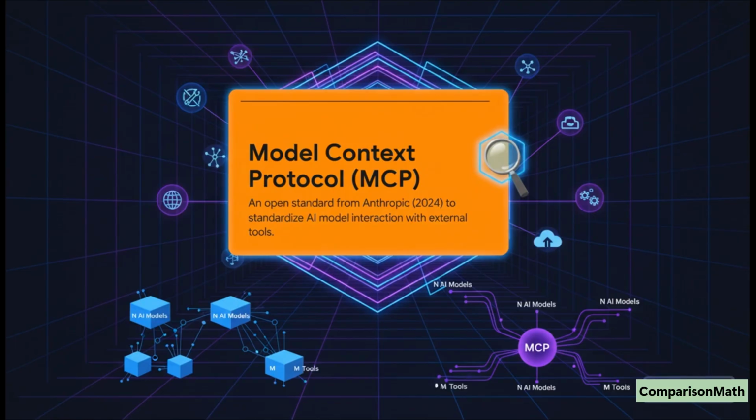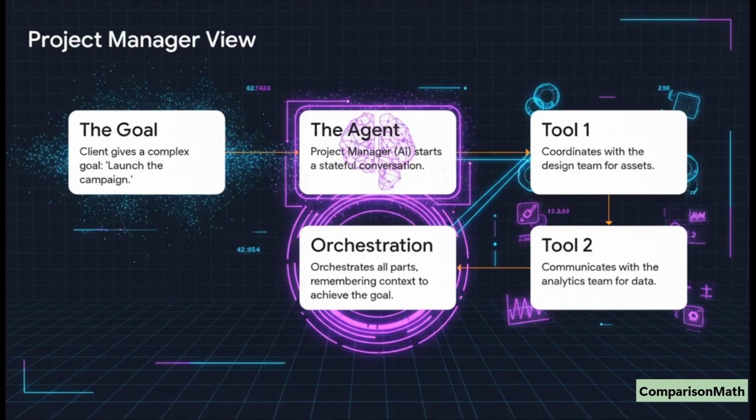the same language. So if an API is a waiter, an AI agent using MCP is way more like a project manager. You don't give it a single, simple order, you give it a high-level goal, like launch the marketing campaign. The project manager then has this ongoing, stateful conversation with multiple teams, or in this case, tools, remembering the context of every single interaction to get the job done.